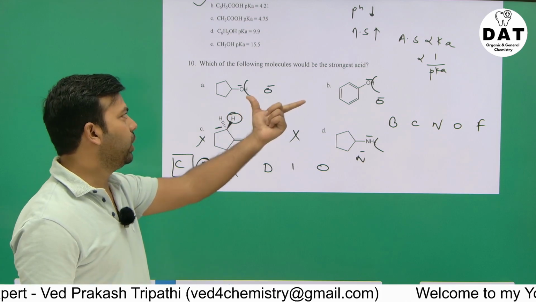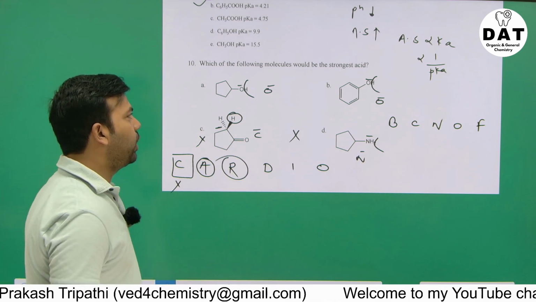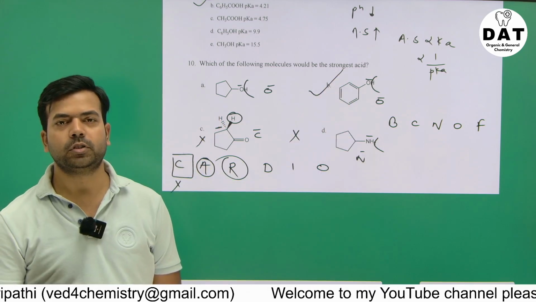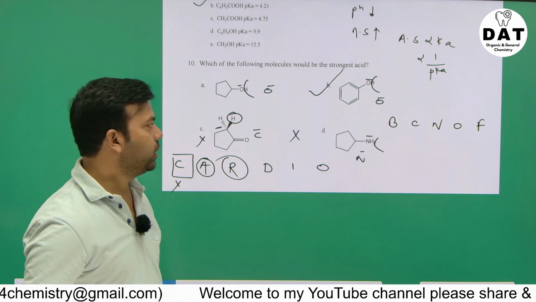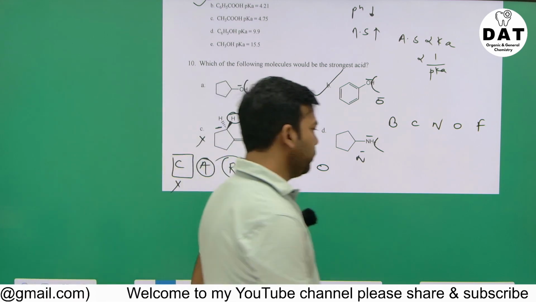Now here we both have oxygen. Now the next deciding factor is my resonance, and you can see option B is in resonance. So B is the most stable conjugate base in the given options. So B is a strong acid. Clear? So you can apply CARDIO in this way. Now move to next.